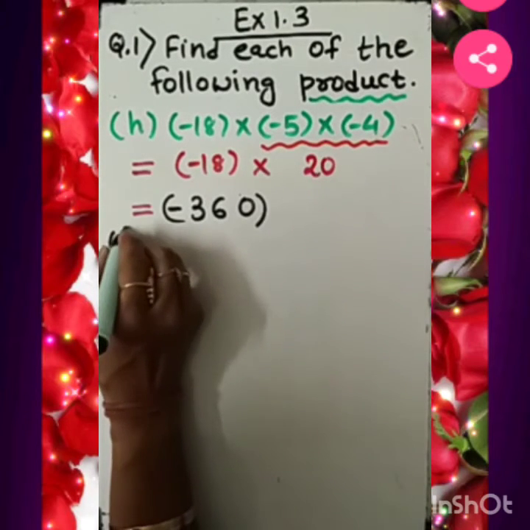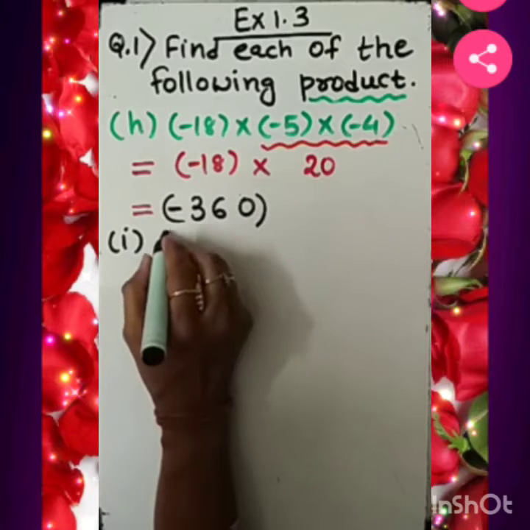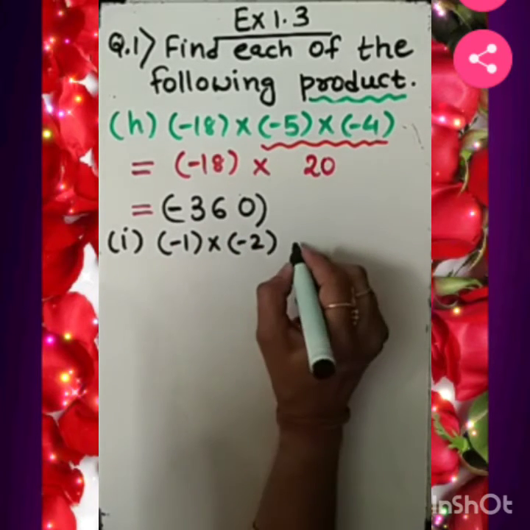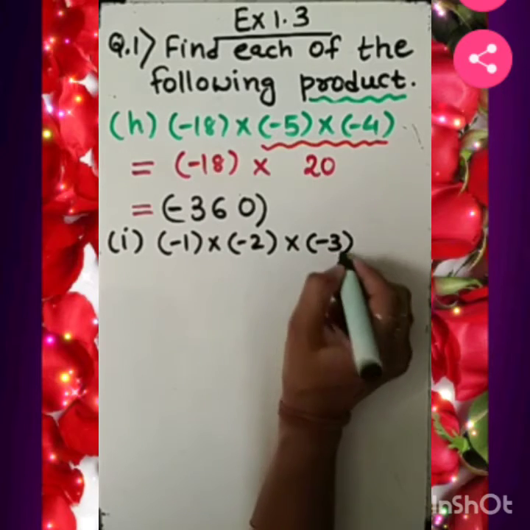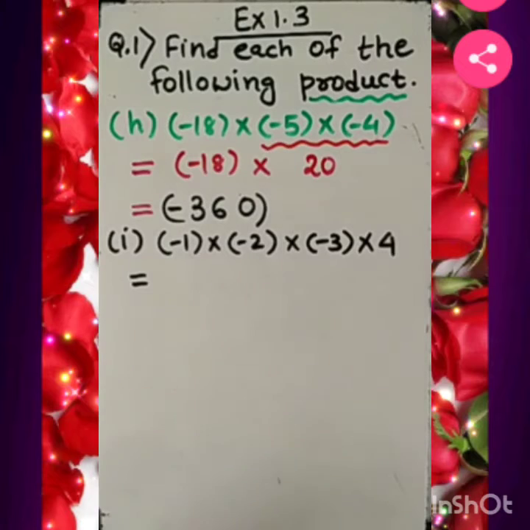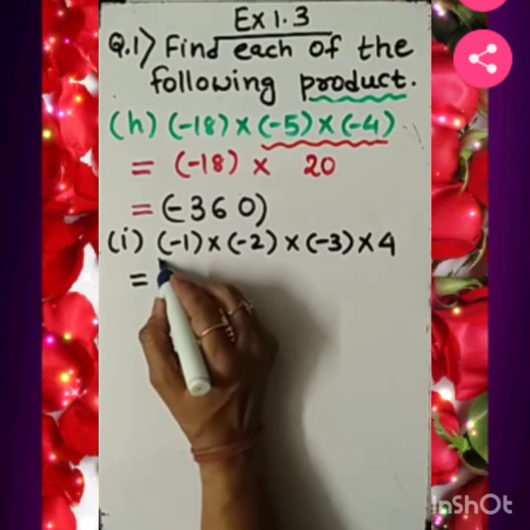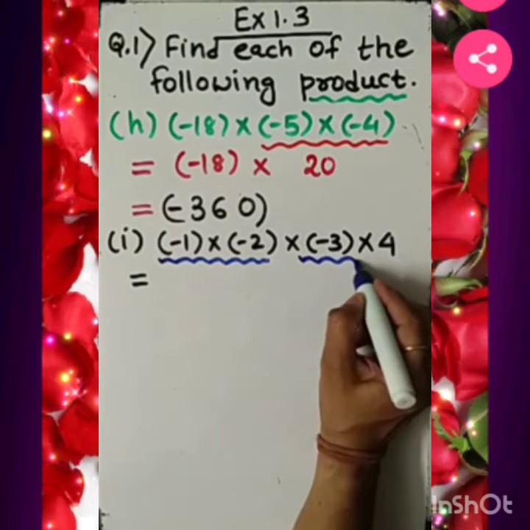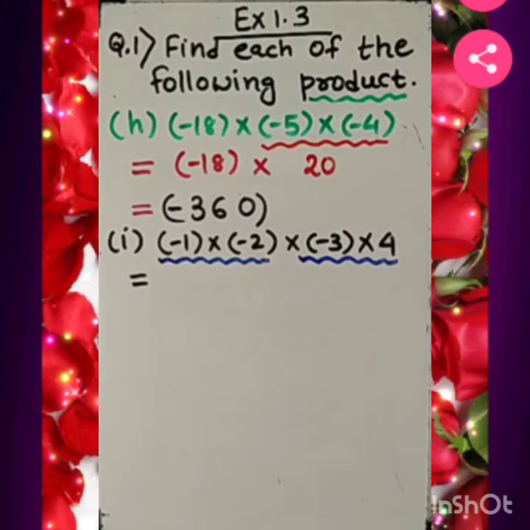Let's move on with the I. I says minus 1 into minus 2 into minus 3 into 4. This is the question. Okay. Let's work out upon that. Fine. Simple and very simple. What I am going to do, I am first making a pair of these two numbers and then these two numbers. Okay. Now I am going to multiply.